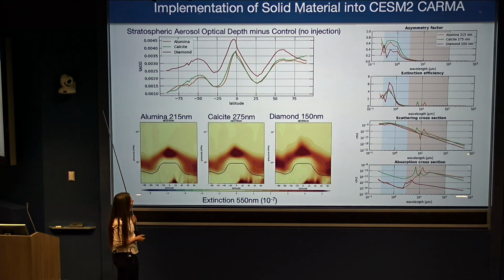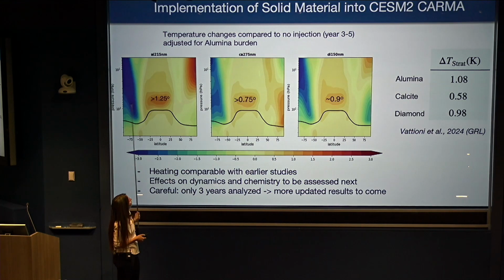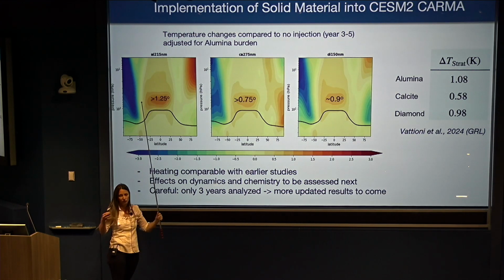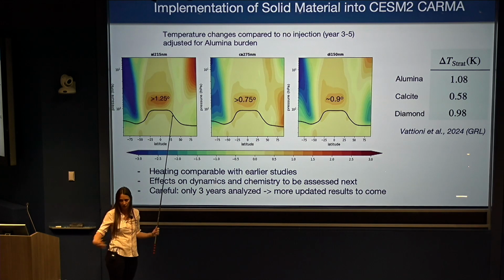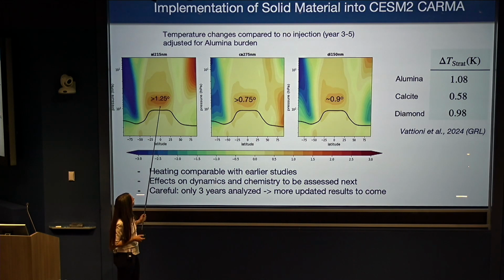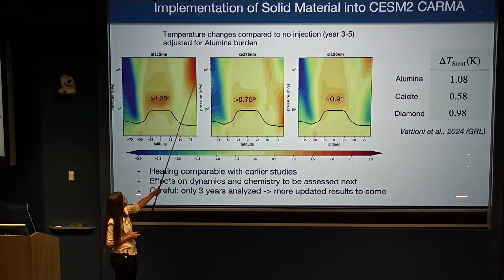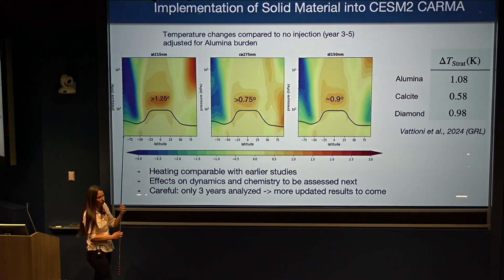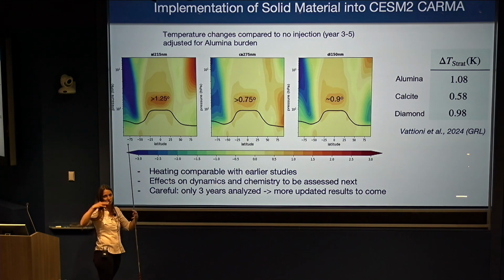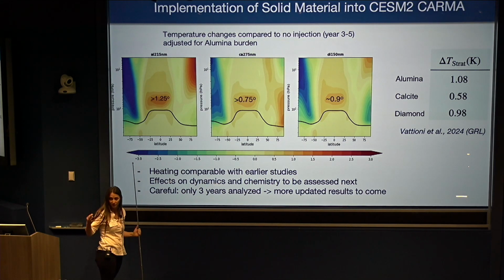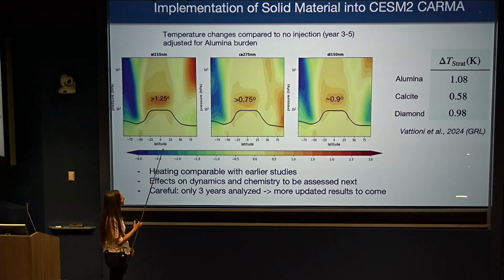And so we also looked at the heating. Again, what I'm showing, I hope I said that before, is the difference between our aerosol simulation minus the baseline, no injections. So what we are looking at here is temperature changes. I also adjusted the temperature changes to the aluminum burden. Because we have much more diamond, obviously we would get more mass and more heating, but I adjusted that number so we can compare them more easily.